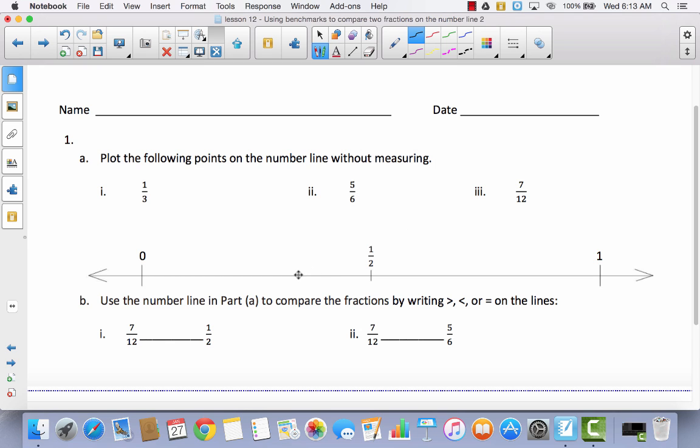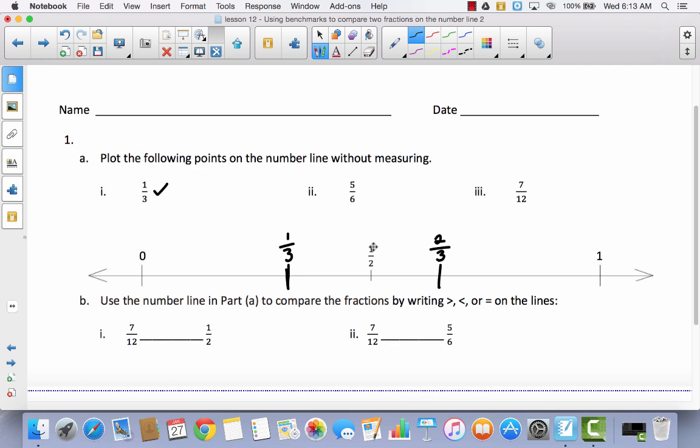So you're going to notice that I'm not going to put this right in the middle. I'm going to put it closer to the 1/2. And I'm going to come over here and put this one closer to the 1/2. So this would be 1/3 and this would be 2/3. Okay? So it says plot the following points on the number line. So here's 1/3. I just did that one, so I'm going to put a little check mark by it.